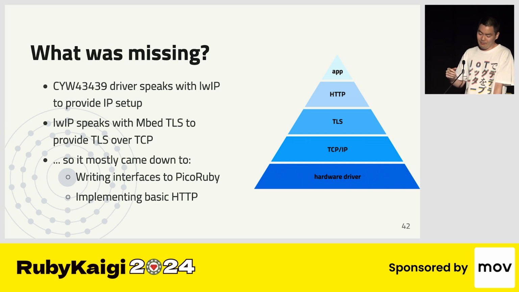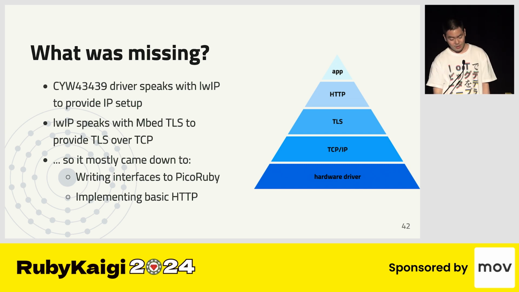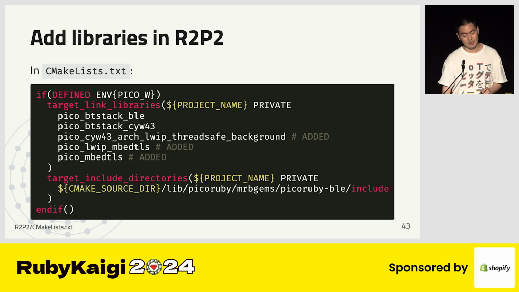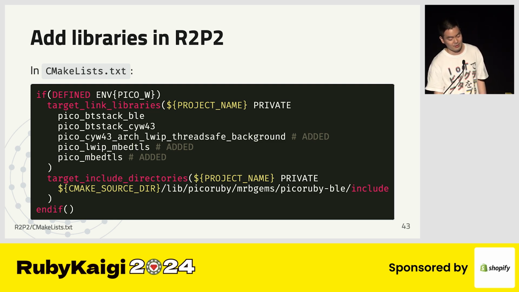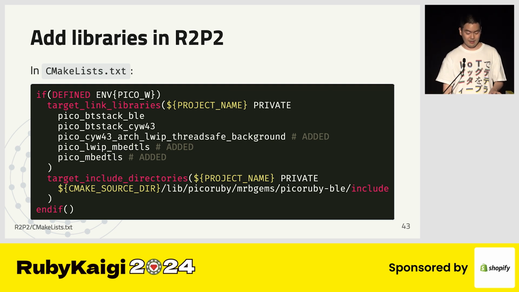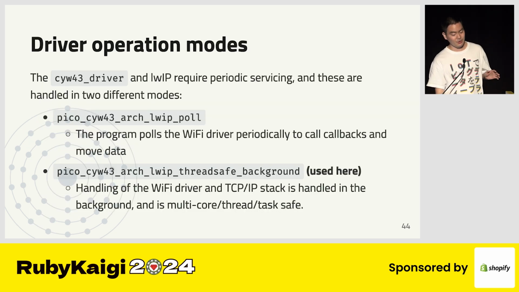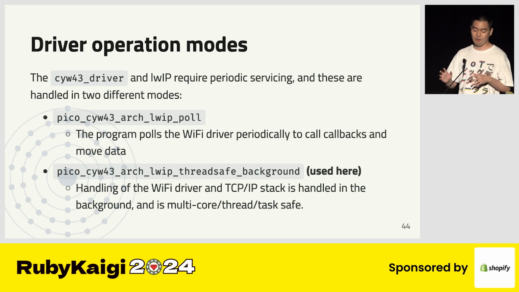So what I had to do mostly came down to writing interfaces to PicoRuby, then implementing basic HTTP with Ruby. So first, we add libraries into R2P2: the CYW43 Arch LWIP thread safe background, the LWIP mbed TLS, then also the mbed TLS library. And the CYW43 driver, the Wi-Fi driver, and LWIP require periodic servicing to extract data out of the hardware into the memory.